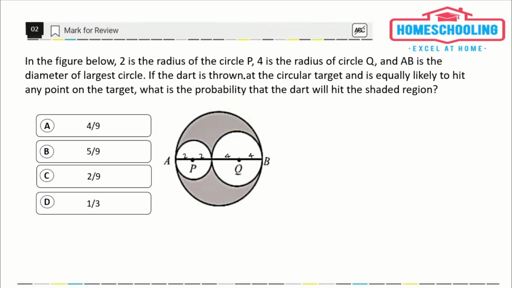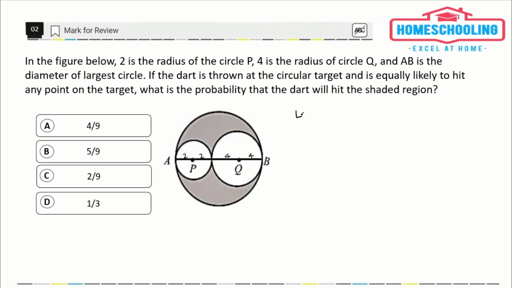If the dart is thrown at the circular target and is equally likely to hit any point on the target, what is the probability that the dart will hit the shaded region? So it should hit this shaded region or this shaded region. So how are we going to find it? First, we can say that AB is the diameter of the largest circle.